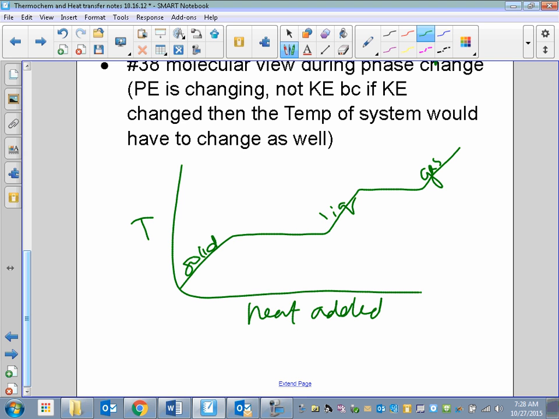What is happening at the plateaus? So what's that phase change? Melting. And that has a name. It's called delta H fusion. Delta H of fusion. Does that ring a bell? Yes. Some of us, okay.